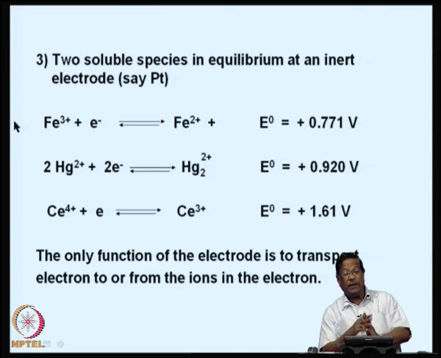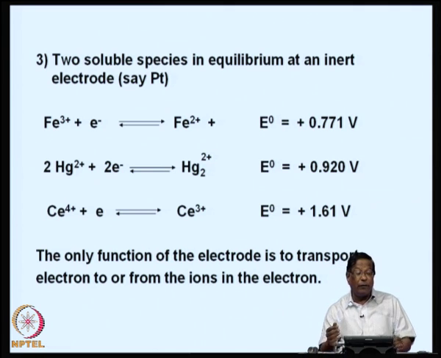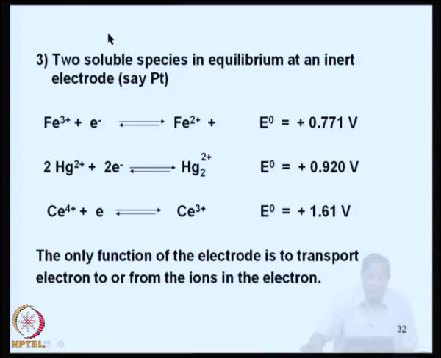Now, let us look at the third kind of electrodes we normally come across. This is nothing but two soluble species are there.